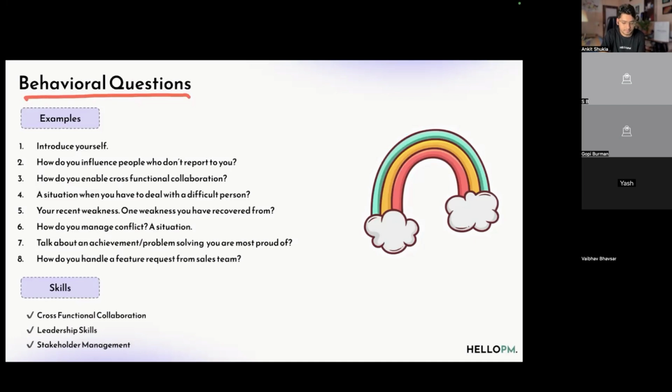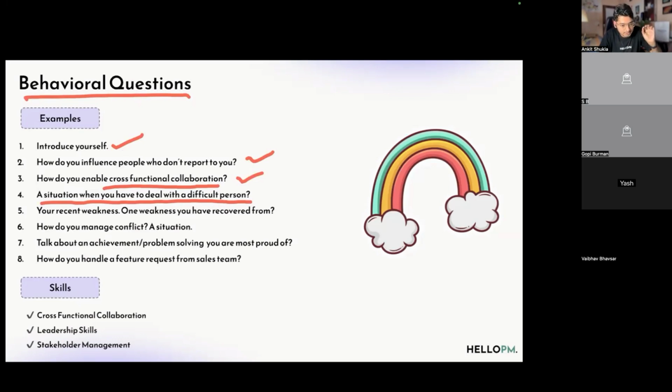So behavioral questions are: introduce yourself. How do you influence people who don't report to you? How do you enable cross-functional collaboration? Because you have to do it as a product manager. A situation when you have to deal with a difficult person. Guys, no one can tell you how to answer these questions, because the content always needs to be your own story. So how do you answer the question?